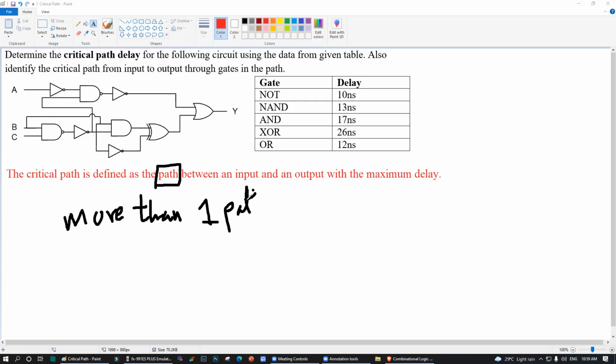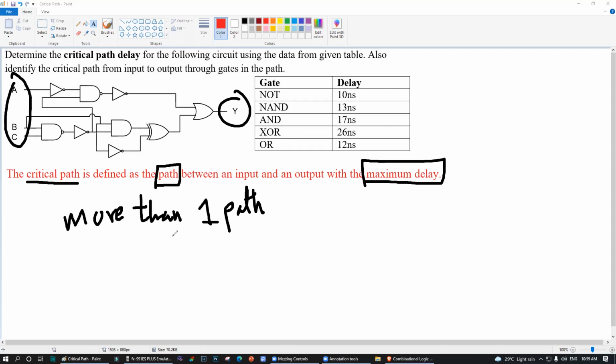You can have more than one path from the input side to the output side. But the path that has the maximum delay is called the critical path. Understood? Yes, sir. I have to repeat. Wait a second.